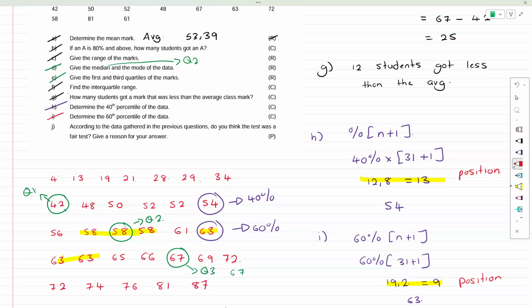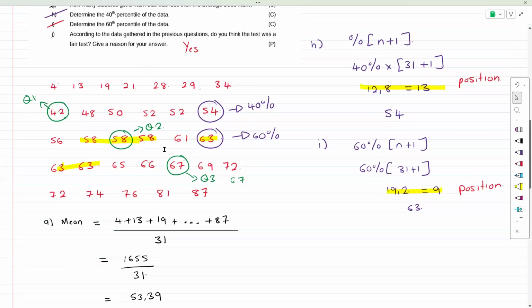According to the data gathered in the previous questions, do you think the test was a fair test? Yes or no? I would say yes. The test is fair. I think it's quite easy because 40% of the class got 54. Most of the people passed. Most of the people got above 50%. So generally it was an easy score. And a lot of the people got above the average. So that means that a lot of people got far above the average. So generally, this was an easy test.